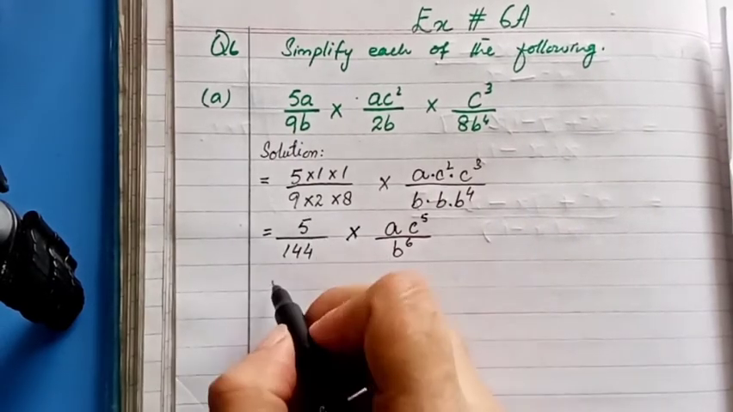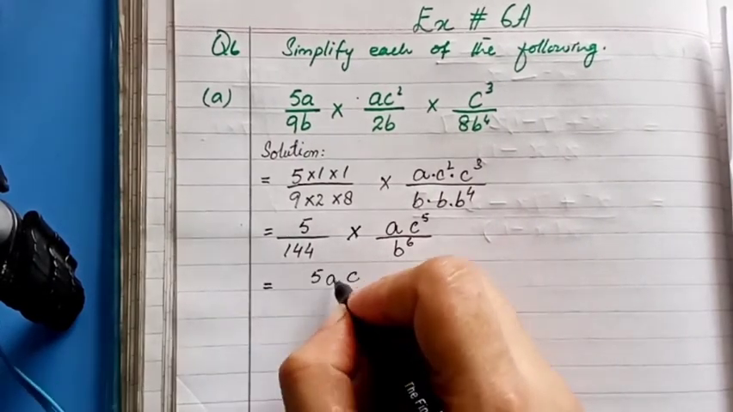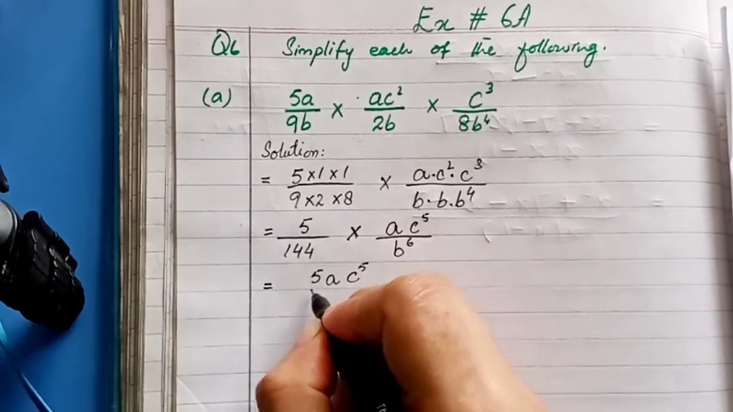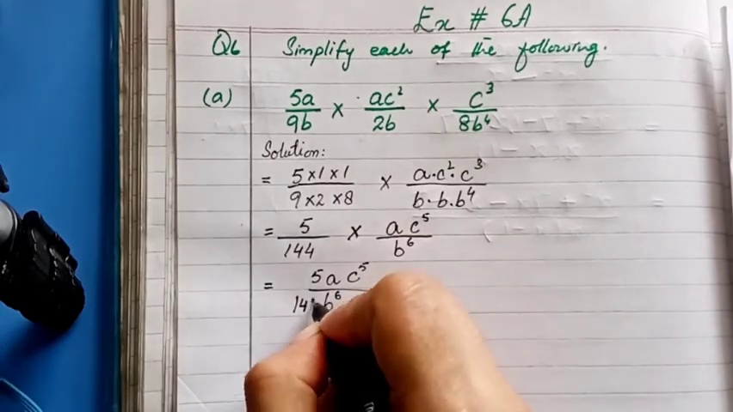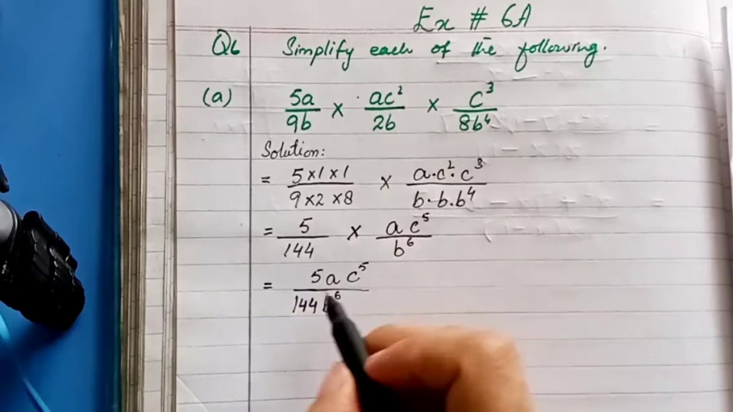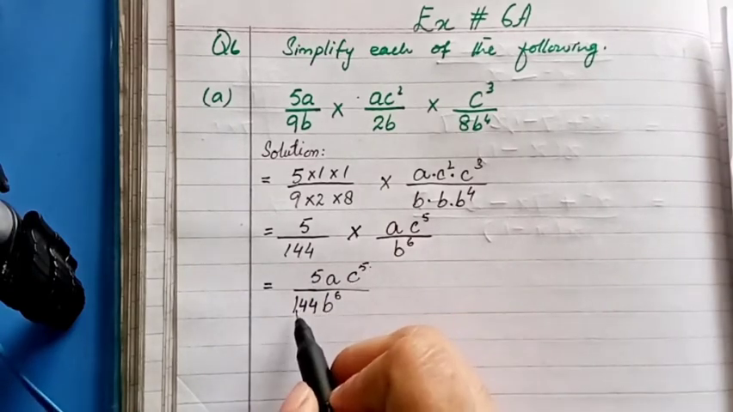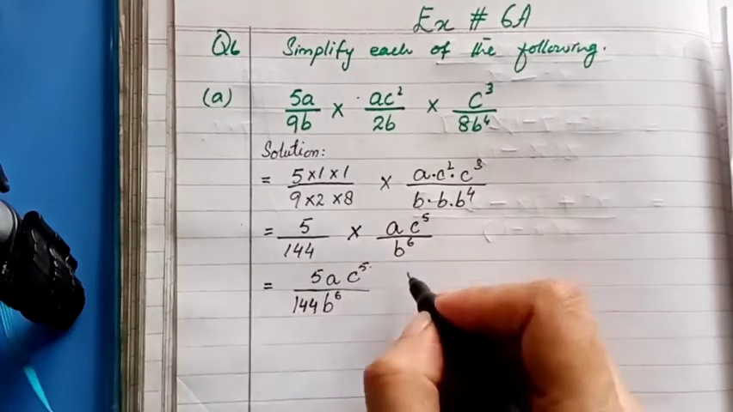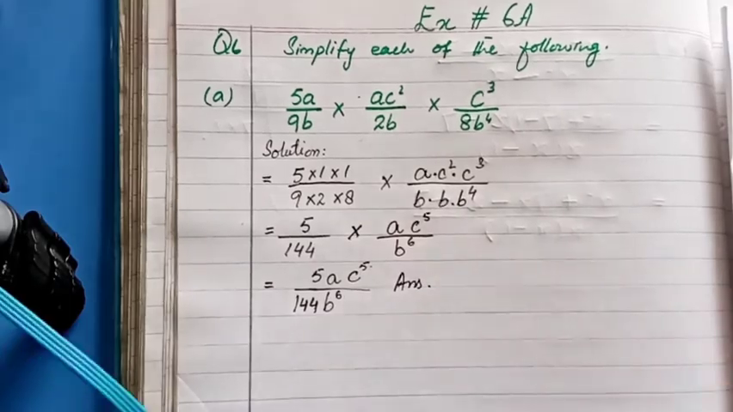In the end we have to combine all of these. 5ac5 divided by 144b6. This is our answer.